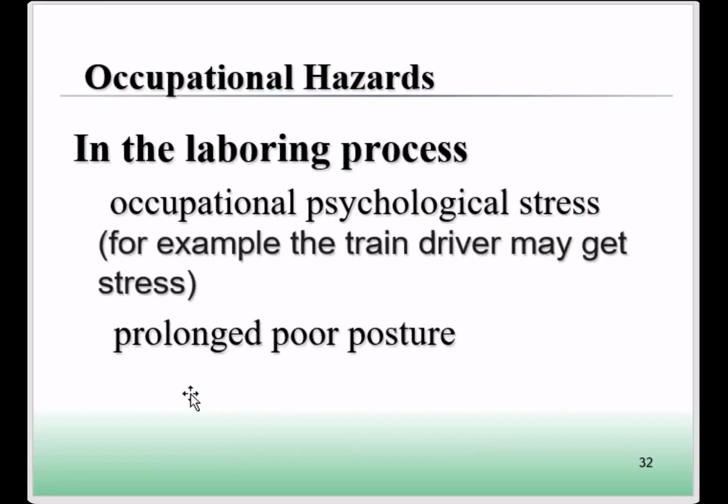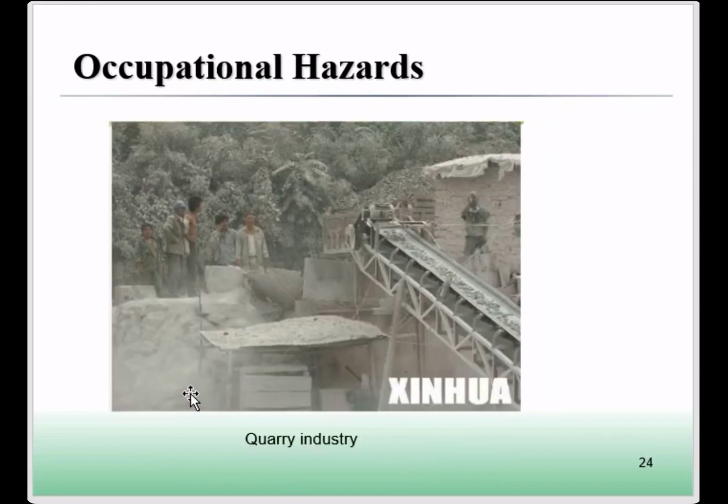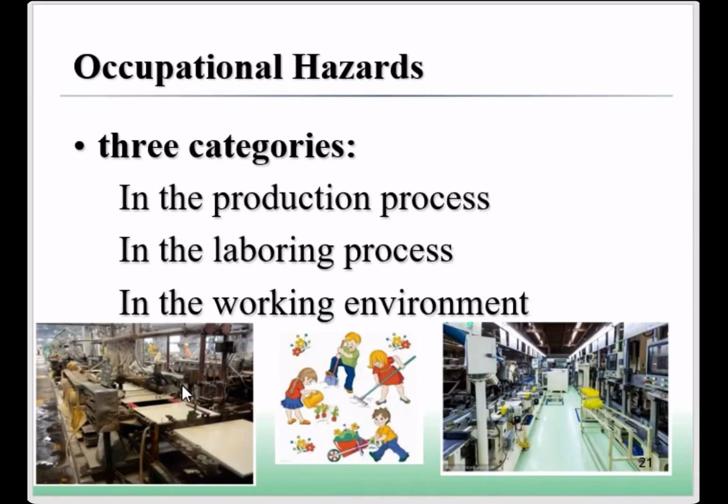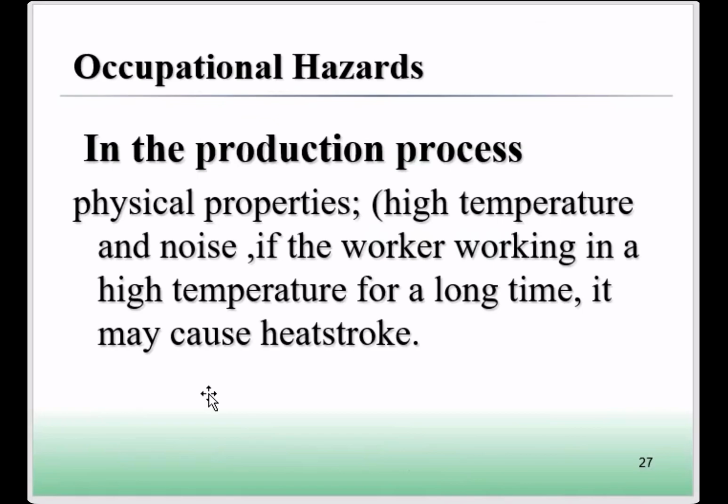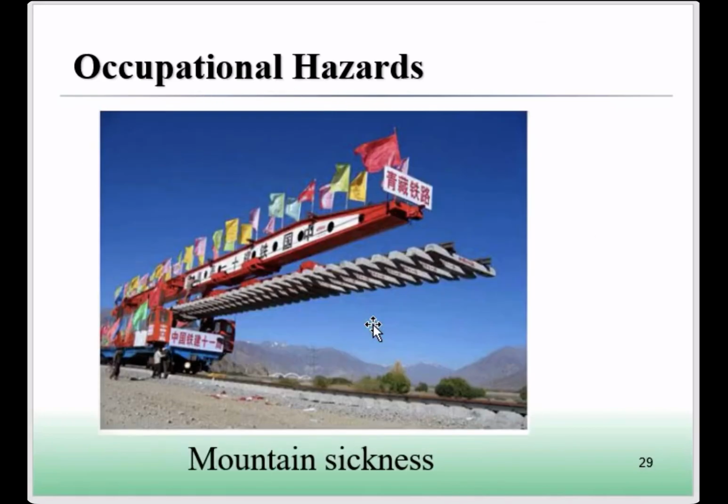For occupational hazards, we should focus on where we can find them. All the hazards come from three different processes. The first one is the production process. The second one is the laboring process, and the last one is the working environment. So that is the third question, about occupational hazards.